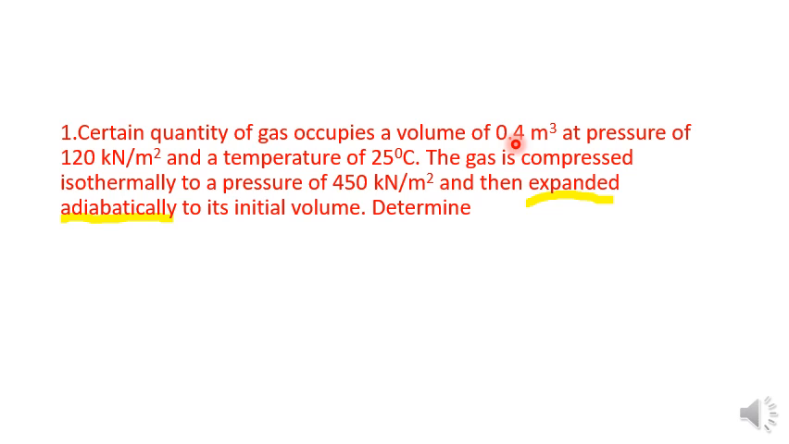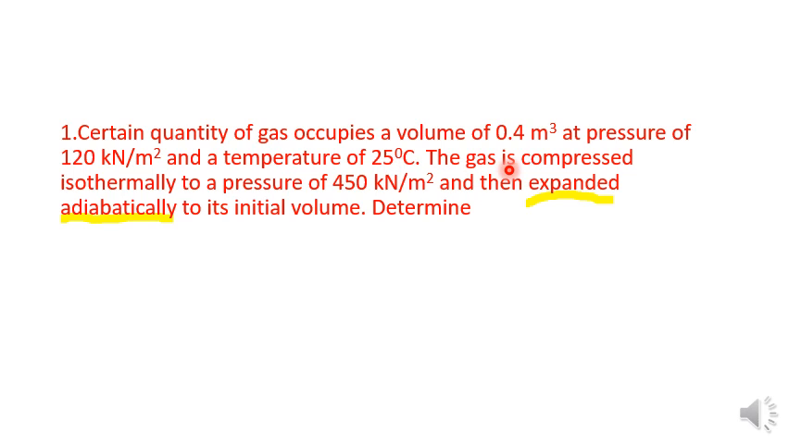Occupies a volume of means 0.4 meter cube, so V1 is 0.4 meter cube. Pressure P1 they gave directly in kilonewton per meter square, P1 is 120 kilonewton per meter square. Temperature is 25 degrees centigrade, so T1 is 25 plus 273.